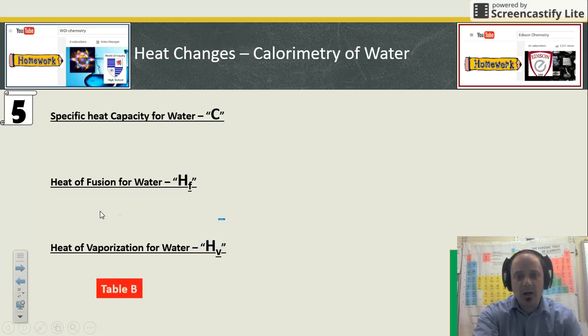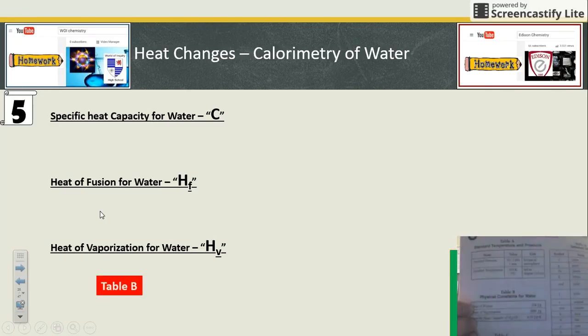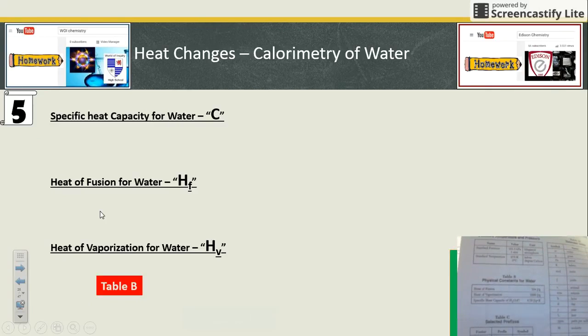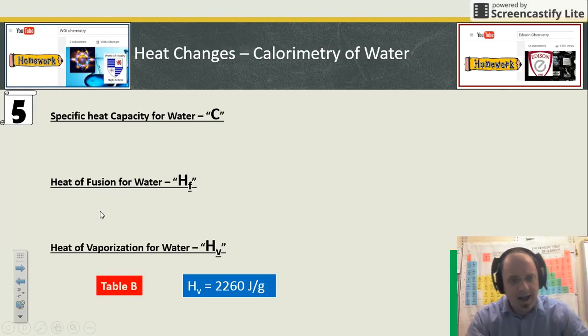Table B, we've got Hf and Hv. Here the variables are right there. There's the numbers. All right. Sorry that animation's not showing up quite right. But what I want to point out is that it takes more heat to vaporize water than it does to melt water. For water to turn from a solid to a liquid doesn't take a ton of heat, but for water to turn from a liquid to a gas takes a ton of heat, which is why the Hf and Hv variables are different numbers.